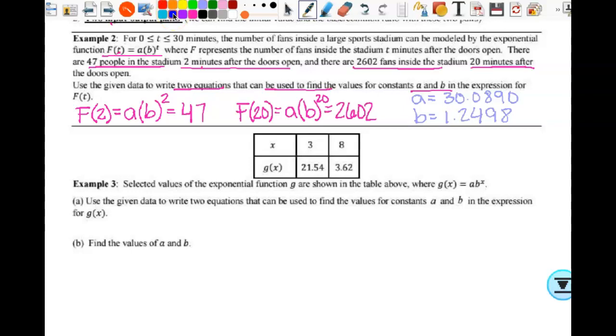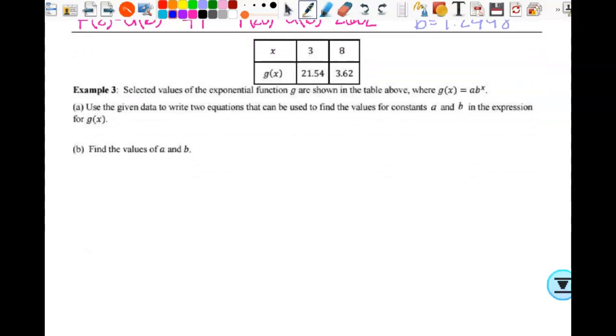Selected values of the exponential function g are shown in the table above. And again, it's telling you this. Pay attention when it shows you that, just in case it looks different than what you're used to. It says use the given data to write 2 equations that can be used to find the value. So it's asking us to do the same thing we did up above first. So that means I know that g of 3 is equal to a times b to what power? 3. And what does that equal?